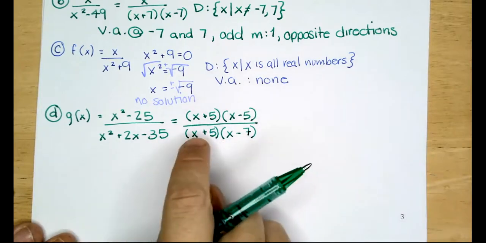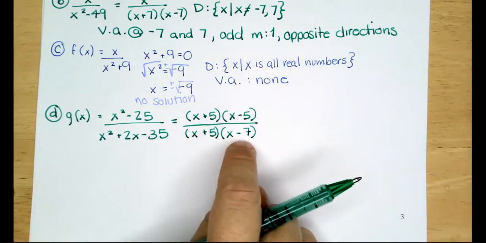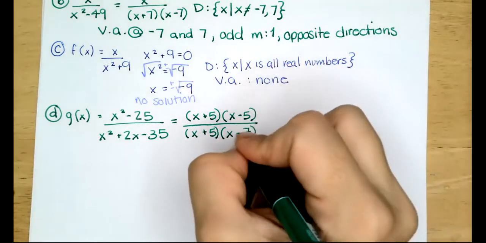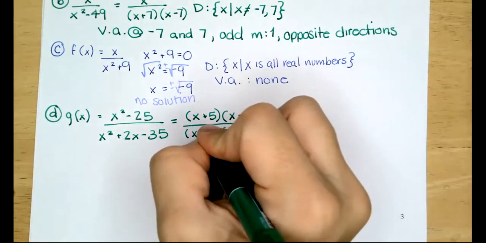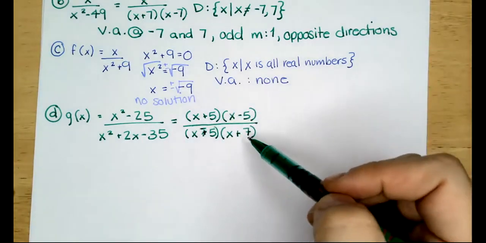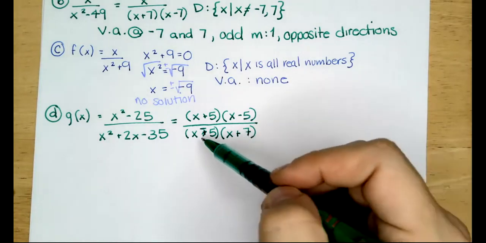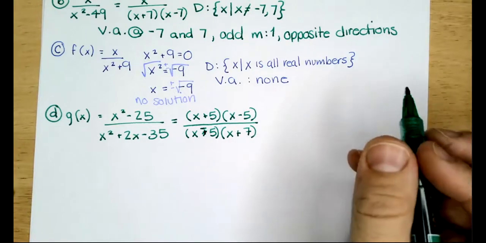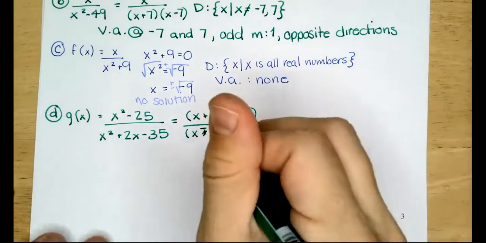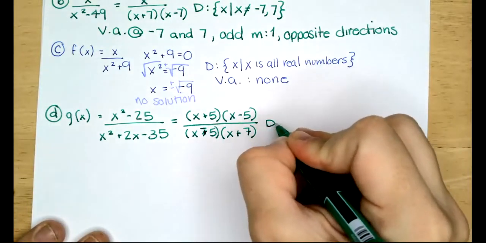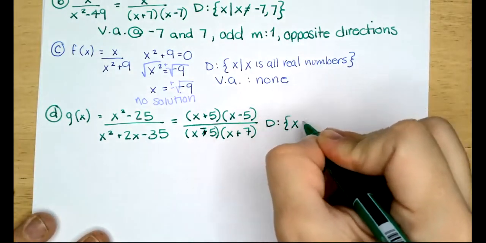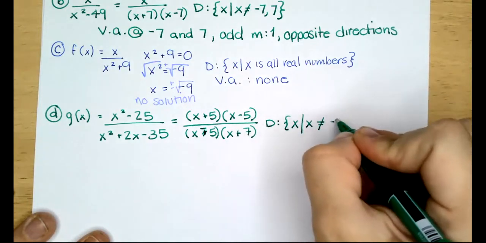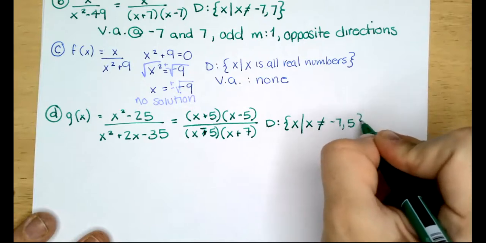X times x is x squared. X times -7 is -7x. X times 5 is 5x. Oh, sorry. +7, -5. So that will be +7x minus 5x, which will give me 2x, and then -5 times +7 will give me -35. So if I factor it out, I know my domain is x such that x cannot be -7 or 5. Okay?